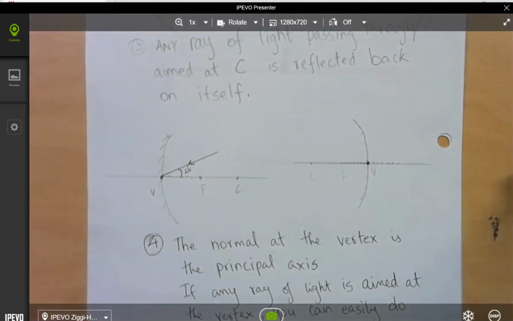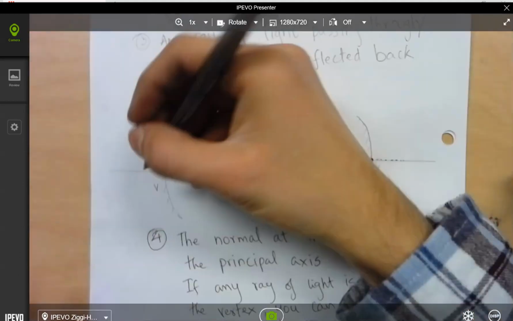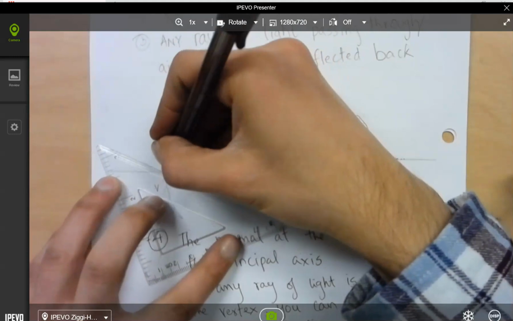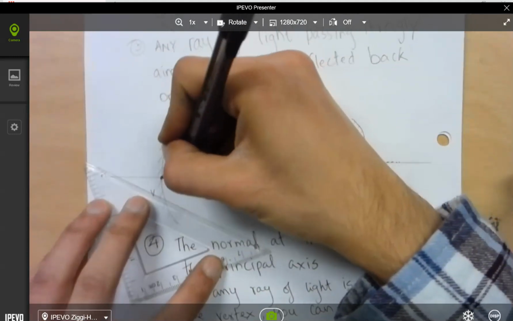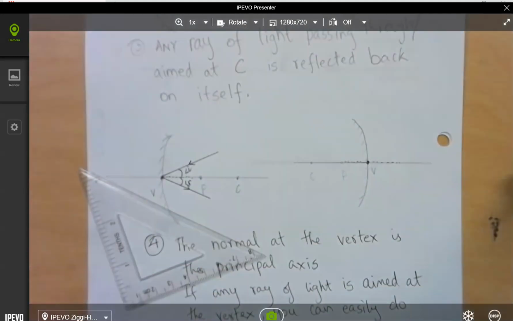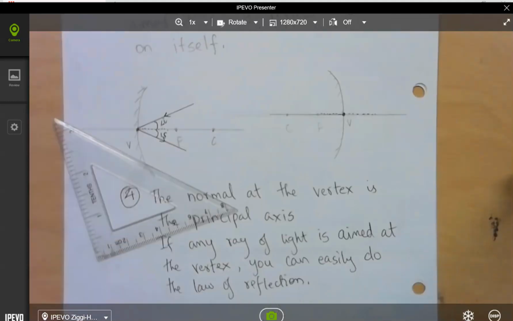We don't have to draw a normal that looks weird or is not straight or at a weird angle or anything. That normal is the principal axis. So we can measure that angle easily, and we're just going to measure the same angle going out as our angle of reflection. Angle I equals angle R, right? It's the same thing that we've been doing, except it's easier to do in this case. This is why it's not so much a rule, it's just an easier version of the same thing that we've been applying all the time, the law of reflection.